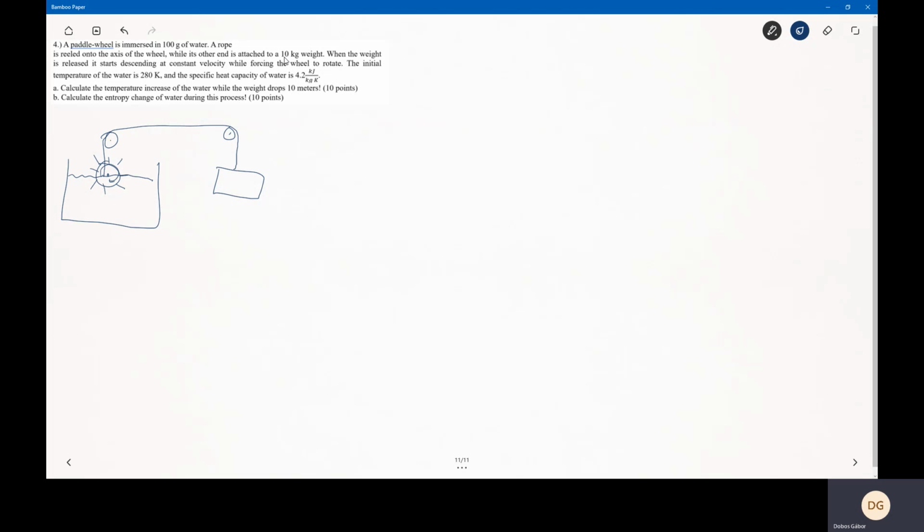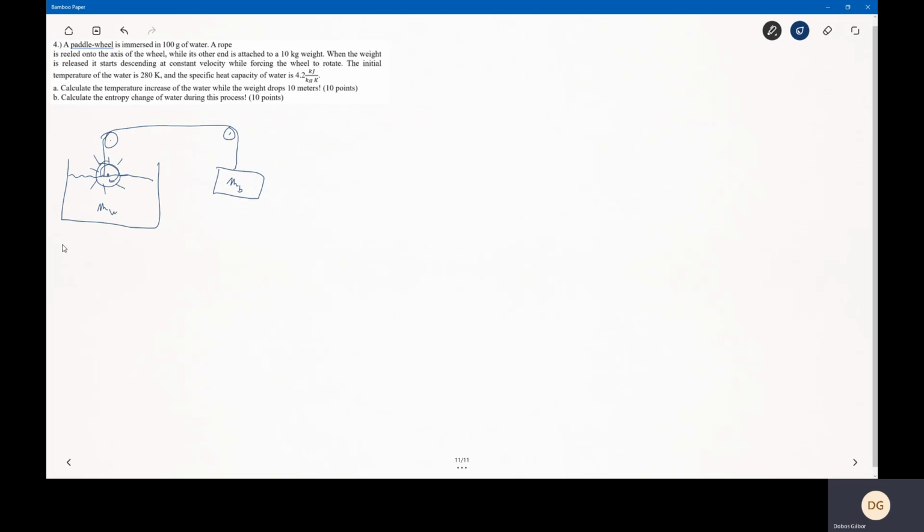Okay, so what is happening? This body is going down. As it goes down, its potential energy will be transformed and it will be transferred to this paddle wheel, and basically the friction force here in the paddle wheel will turn that energy into heat. Okay, so all of the potential energy change of this body will be transformed to heat on this side. Okay, let's say that this has some m water, this has some m body.